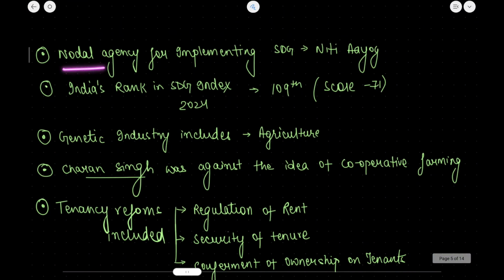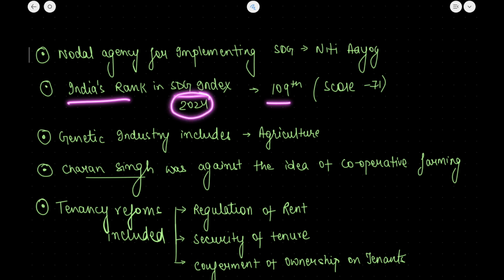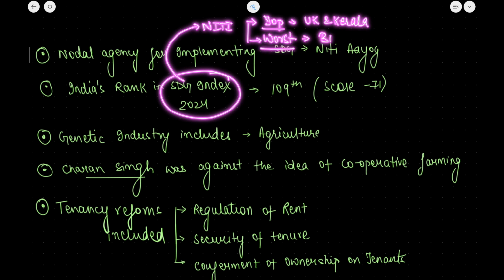Next, the nodal agency for implementing the Sustainable Development Goals is the Niti Aayog. India's rank in the Sustainable Development Index of 2024 is 109th. Also, if I talk about the Sustainable Development Index of India, which is released by Niti Aayog, you should know which state has secured the topmost position. The topmost position in the Sustainable Development Index of Niti Aayog is held by Uttarakhand as well as Kerala, whereas the worst performing state is Bihar.